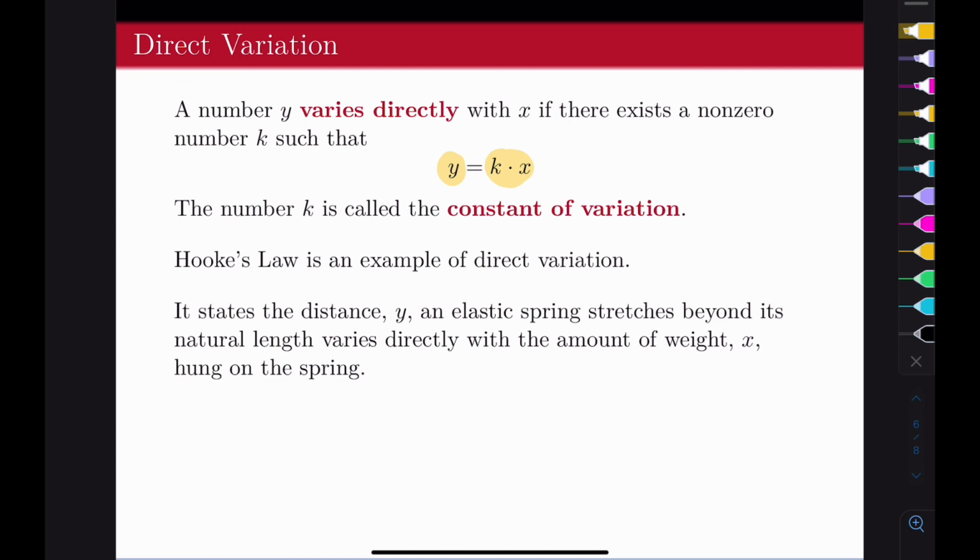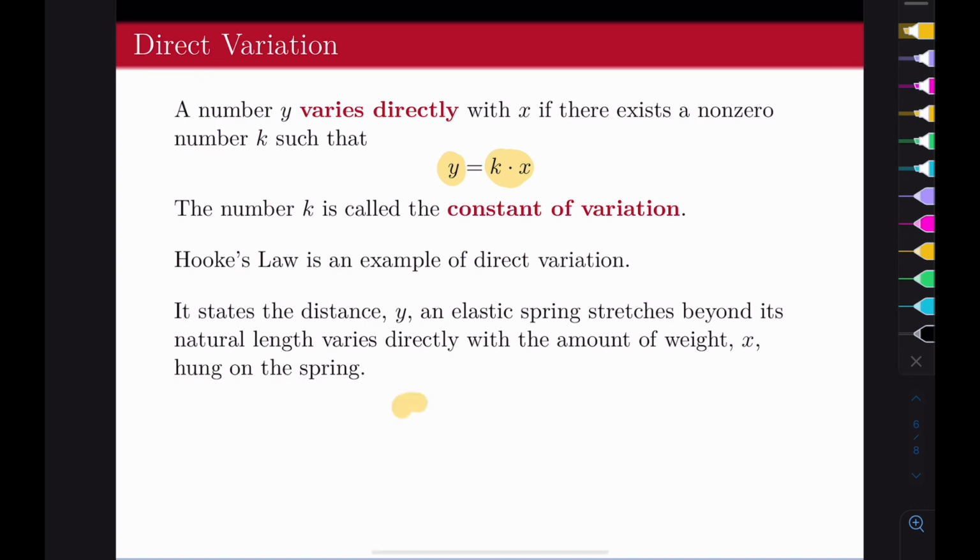The best physical example you can think of is Hooke's law. If you've ever taken physics or a physical science class, it really is something that deals with springs. So what it states is the distance y an elastic spring stretches beyond its natural length varies directly with the amount of weight x hung on the spring. So what this means is if I make the weight a lot larger, it's going to stretch the spring a lot further.